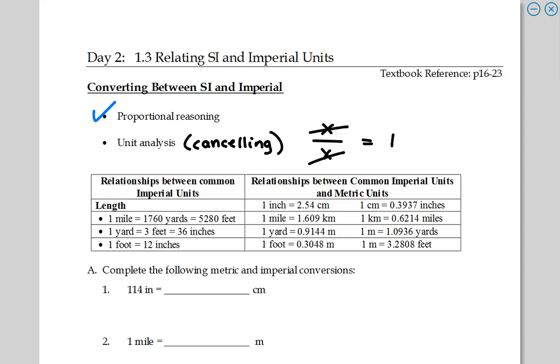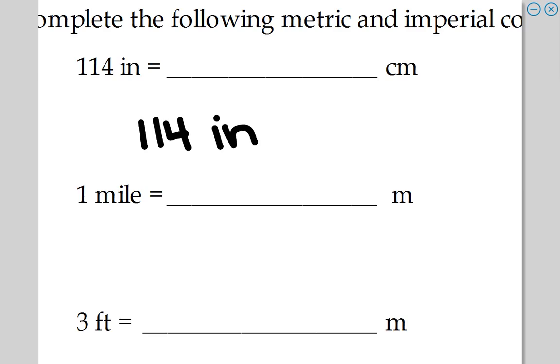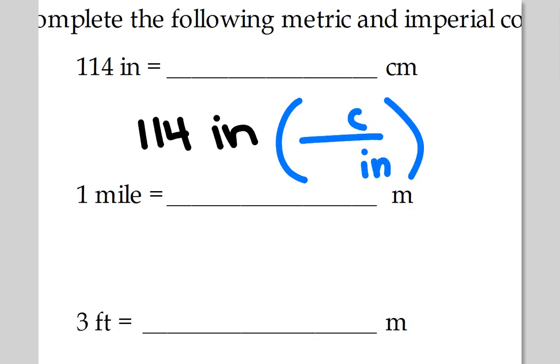So let's do that. Watch this. 114 inch. I don't want inch. I want centimeter. So we do a factor where inch is in the bottom and centimeter is in the top. And guess what happens? The inch cancels and you're left in centimeters. It's the easiest way to do this. And all you need is the relationship from the chart. What does the chart say?